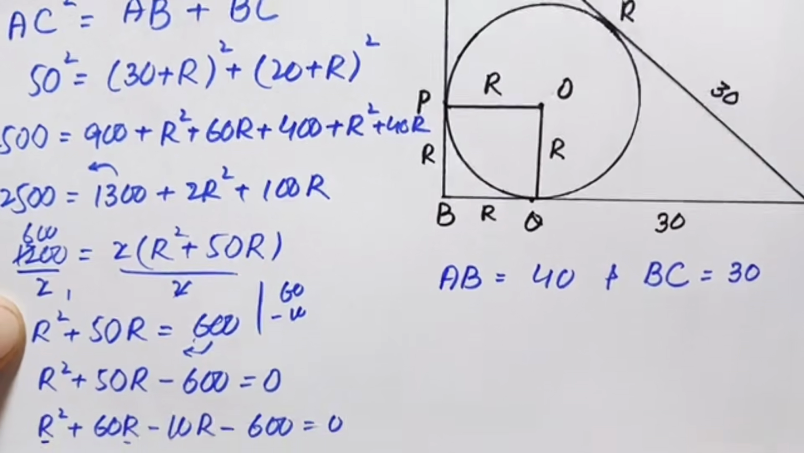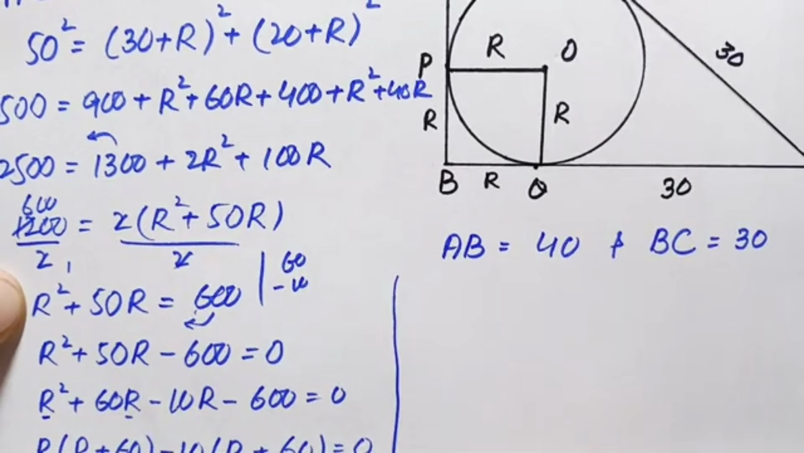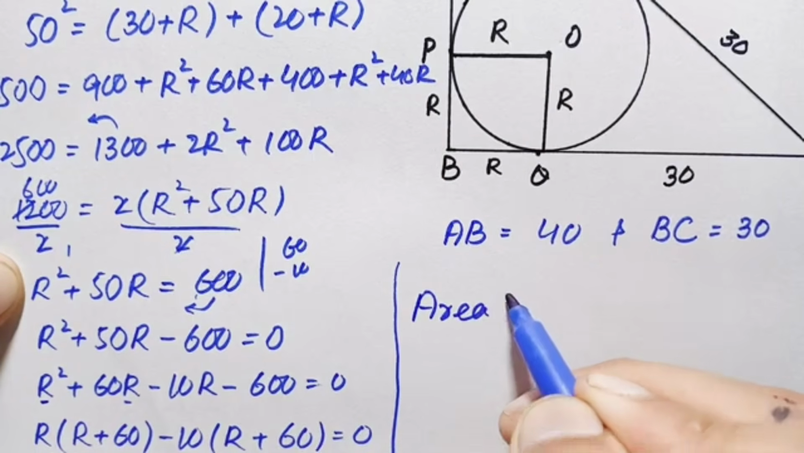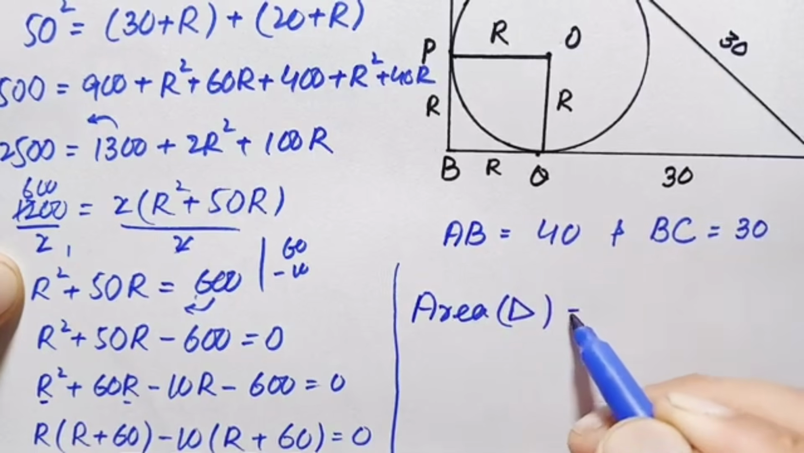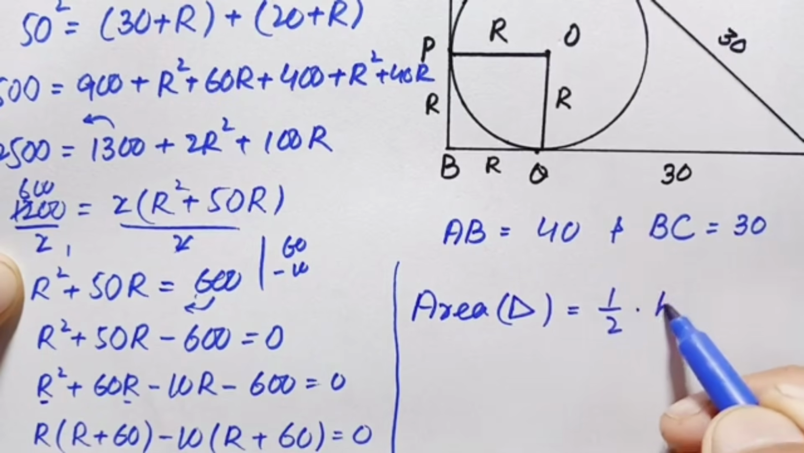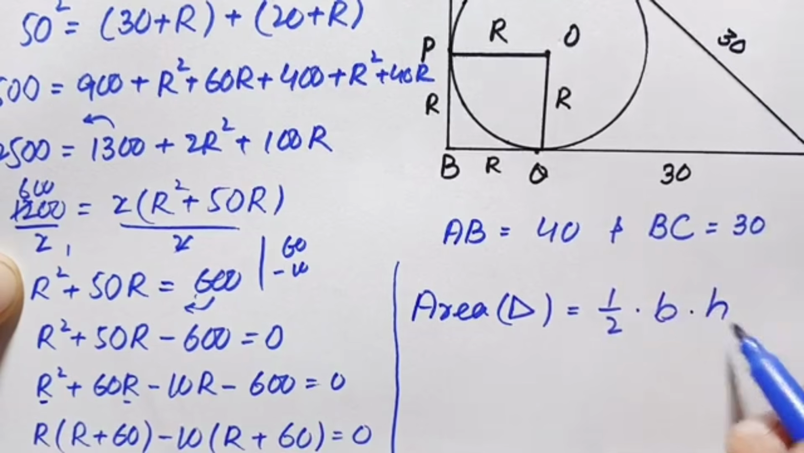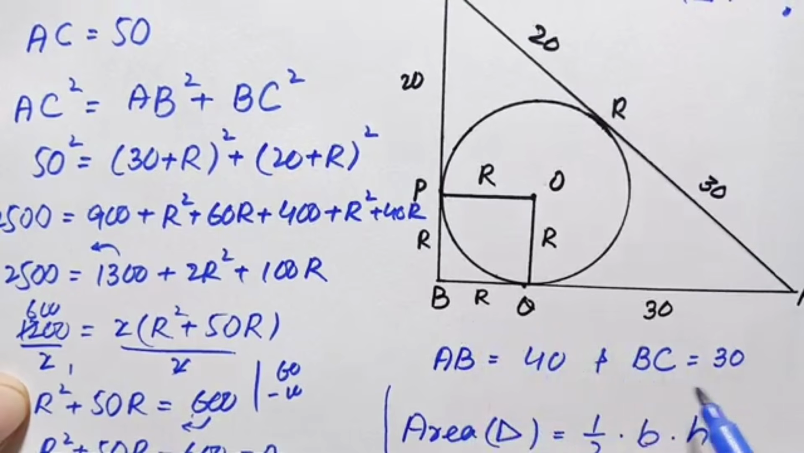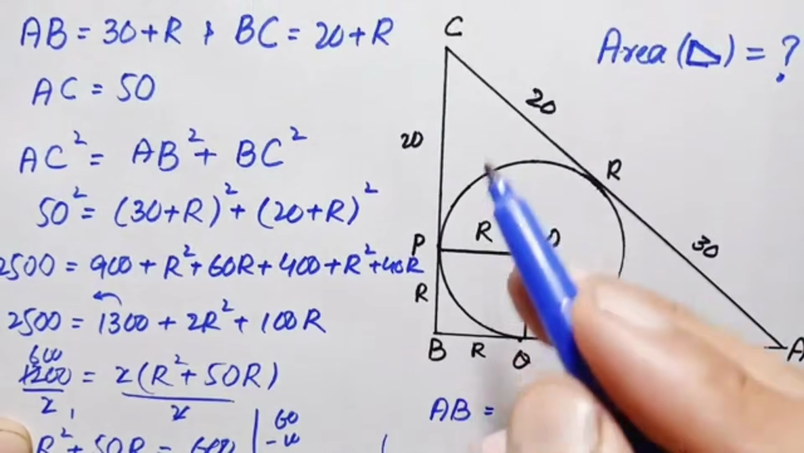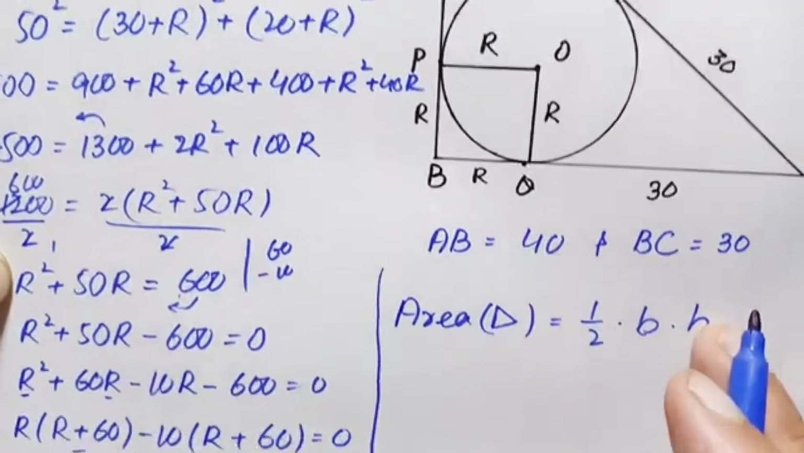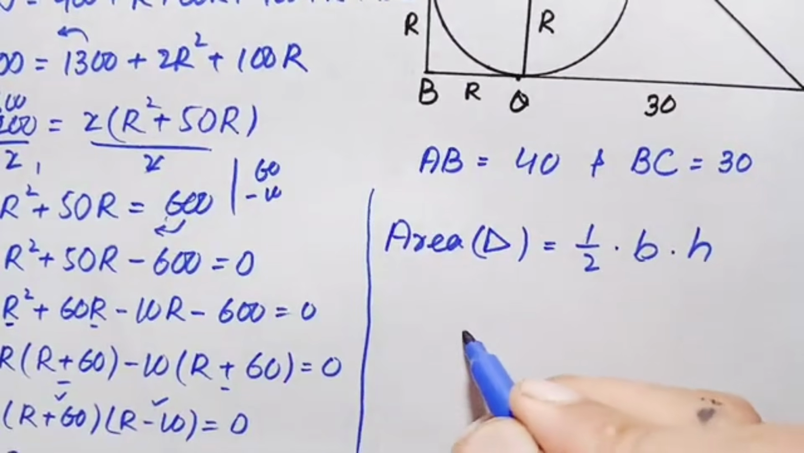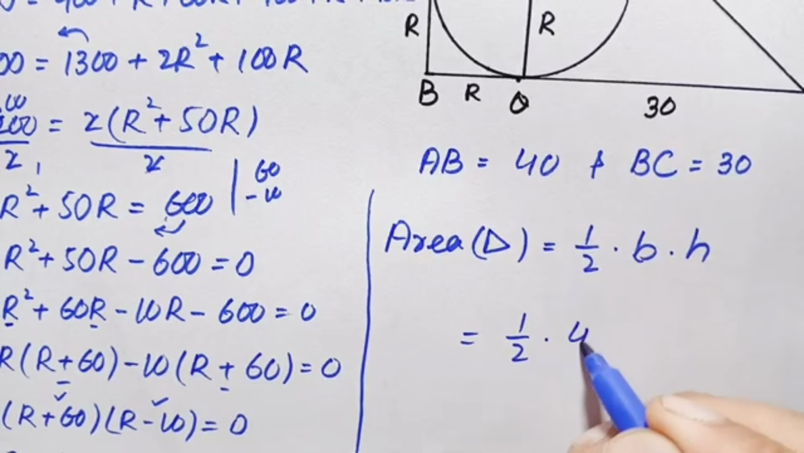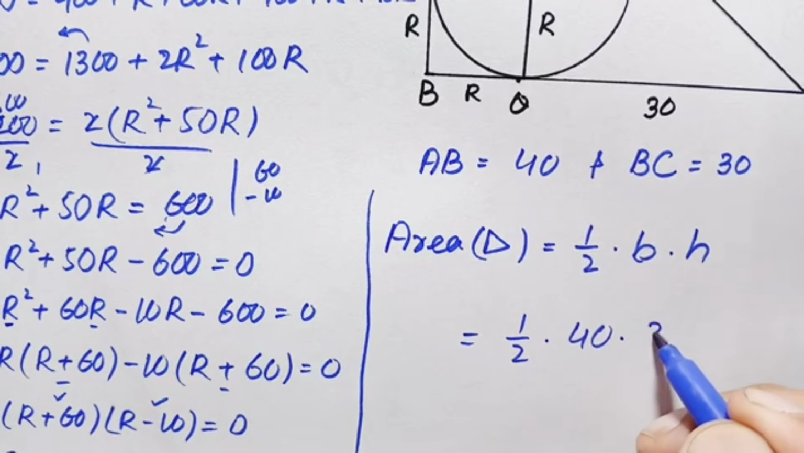Here we will use the formula to find out the area of this right angle triangle. Now we know that the formula to find the area of any right angle triangle is half times base times height. So here in this triangle, our base is this AB, which is 40 units, and our height is BC, which is 30 units. So we substitute these values here, so the area will become half times 40 times 30.